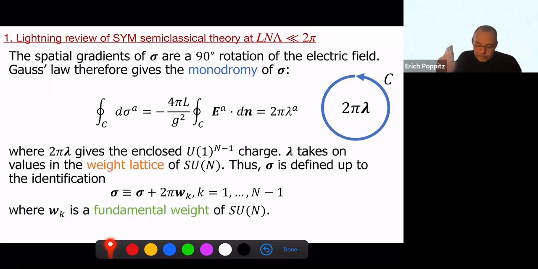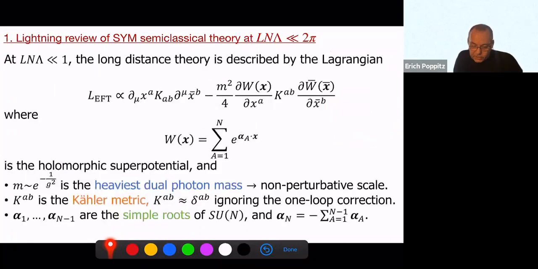Okay, so that's that. And this is an SU(N) theory. So in an SU(N) theory, you can have probes of charges which are in the weight lattice of SU(N). So the dual photon is a periodic field, and its periodicity is given by the fundamental weights of SU(N). I'm trying to be general because I'm using more than SU(2). Okay, so this is the Lagrangian that Arkady was asking about.